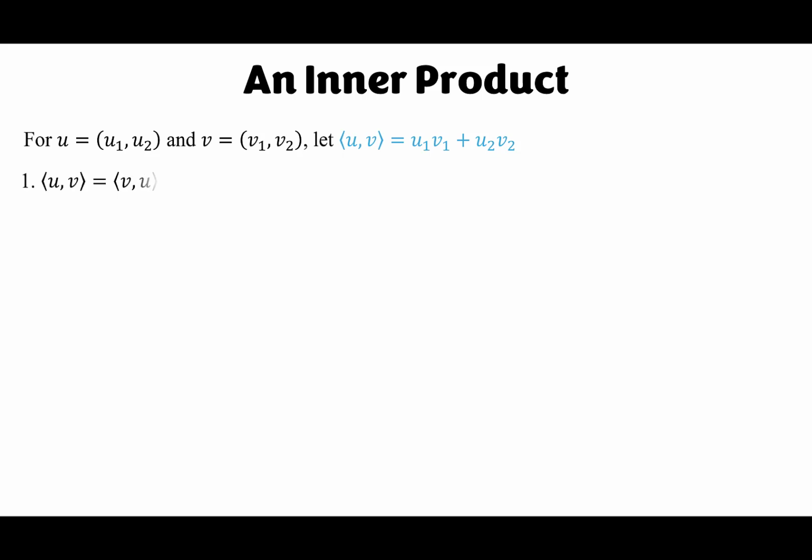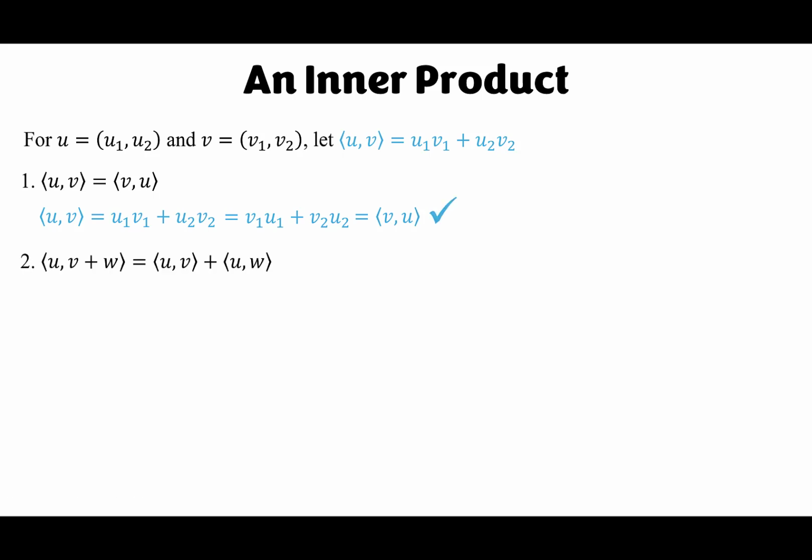All right, let's check out property number 1. We need to show that the order doesn't matter. So the inner product of u and v is defined to be u1 v1 plus u2 v2. But we know we can rearrange the multiplication of numbers, because u1 and v1 are just numbers, and u2 and v2 are just numbers, and in multiplication the order doesn't matter. And this is just equal to the inner product of v with u. So we satisfied the first property.